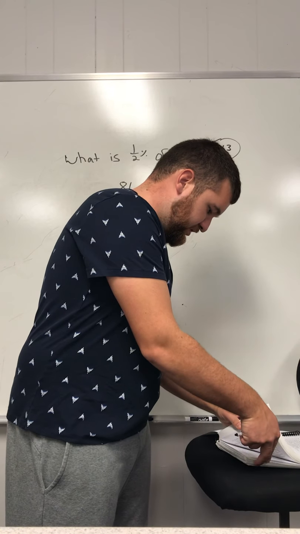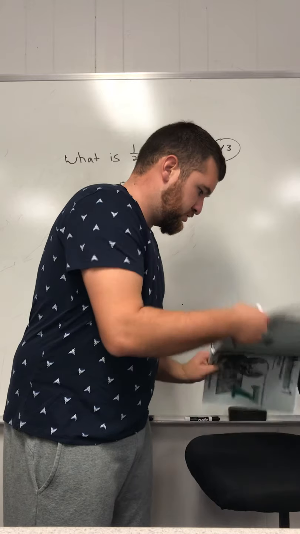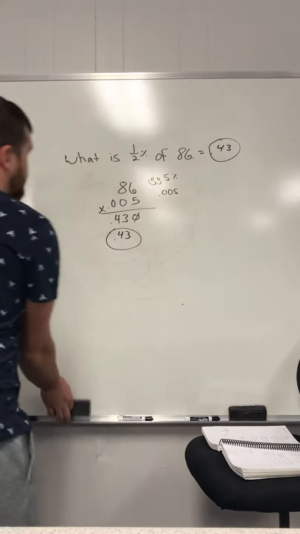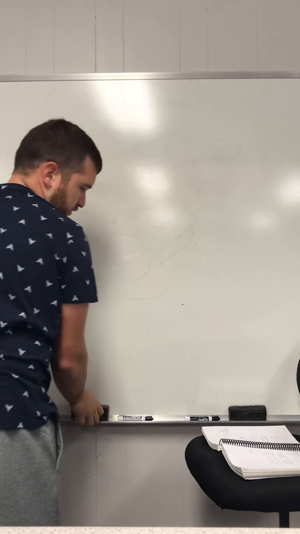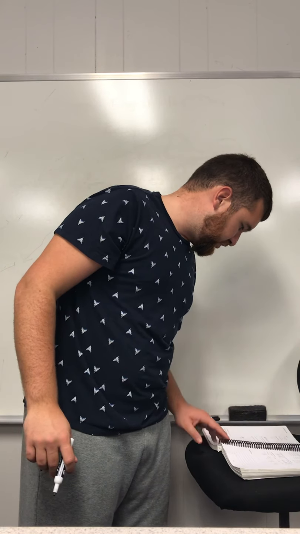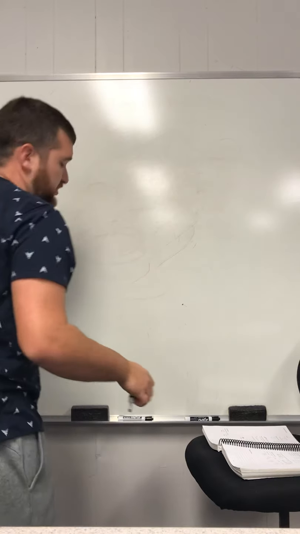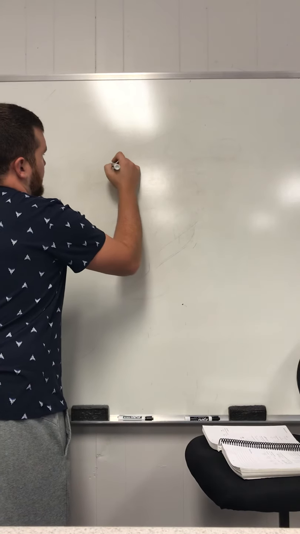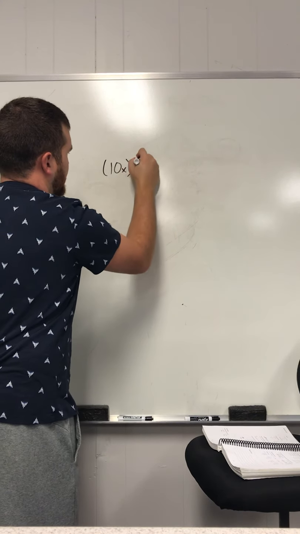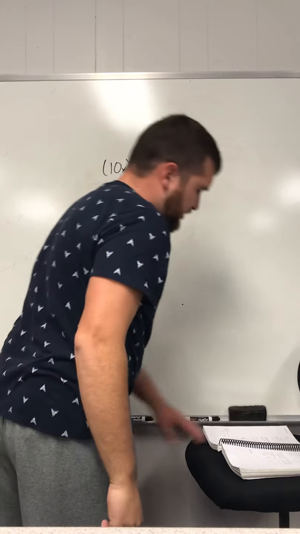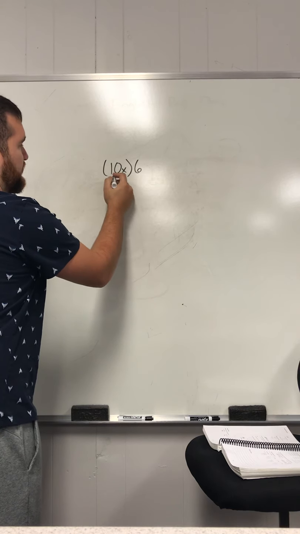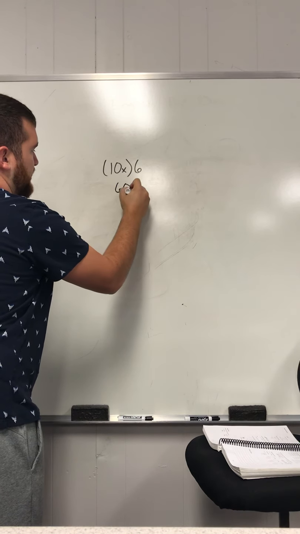Moving to lesson 3. All you have to do on this is actually not real hard. You're just going to simplify the expression. So we'll start with number 1 here. The expression is 10x times 6. How do we simplify that? All we got to do is go 10 times 6, which is 60x.